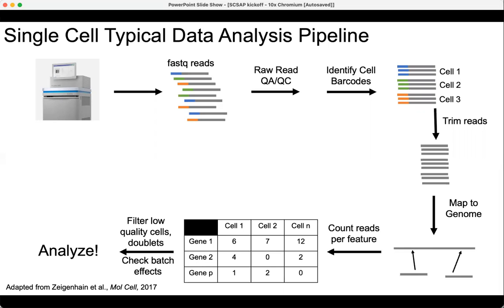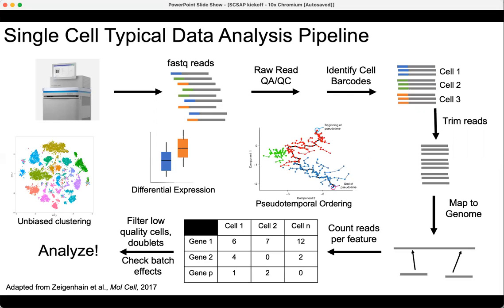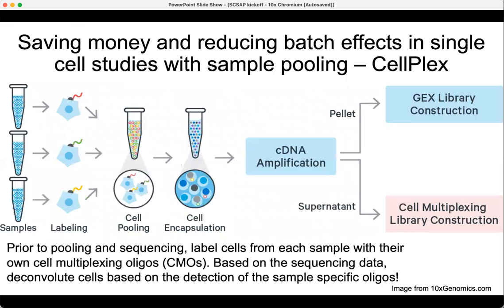After this, we like to do some QA and QC, do some filtering of low quality cells and doublets, look for batch effects, and then you can really jump in and analyze, right? You can generate these really cool unbiased clustering maps, these t-SNE or UMAP plots that we love. You can look at differential expression between cell types or across treatments. And then we can do neat experiments like pseudo-temporal ordering. If we think that we have a differentiation trajectory in our cells, we can order these cells within the context of that trajectory. So there are a lot of really neat analyses we can do.